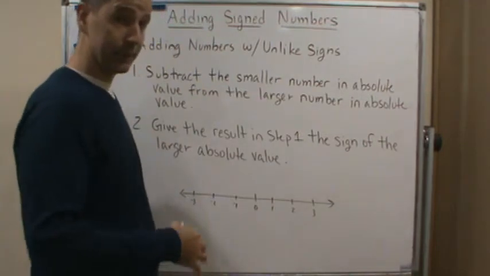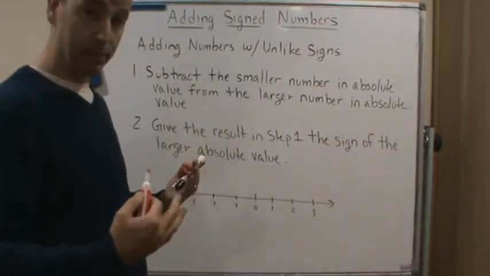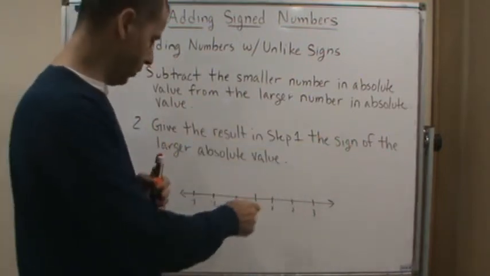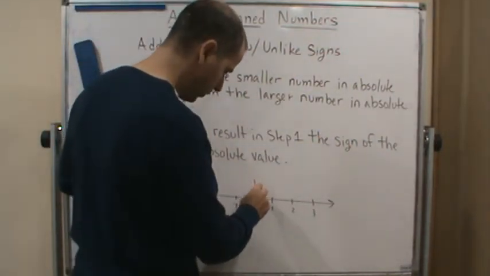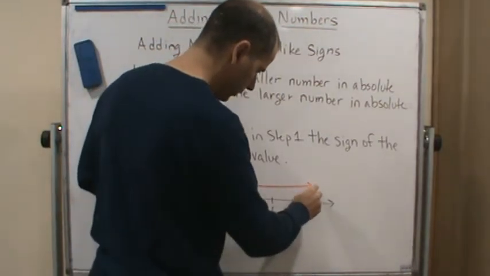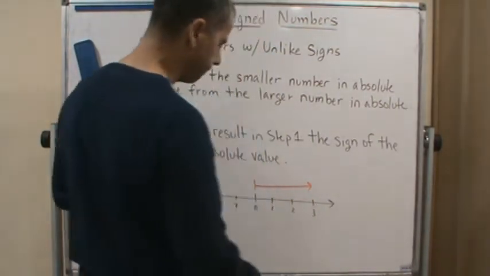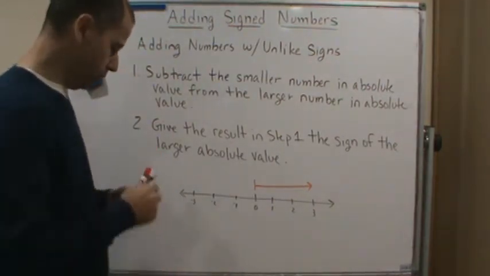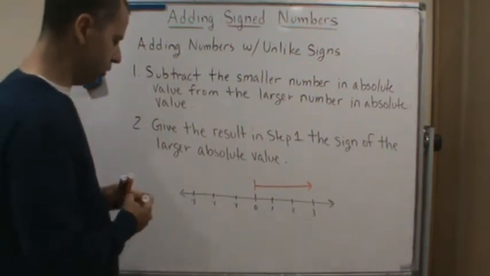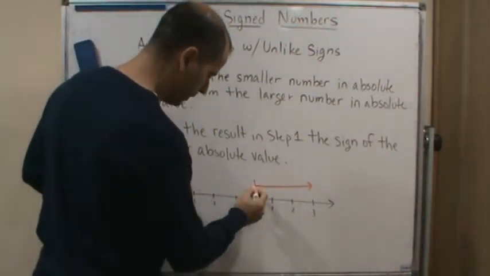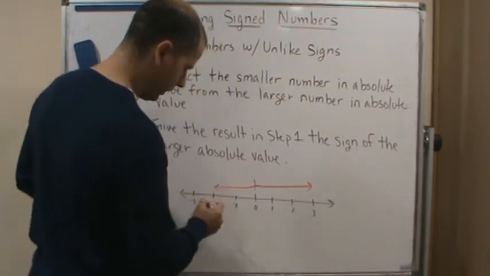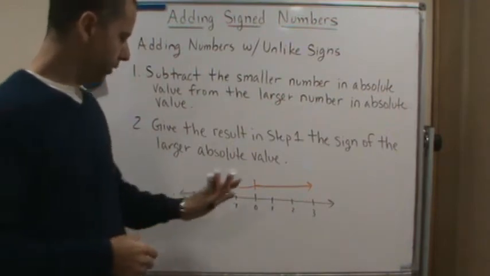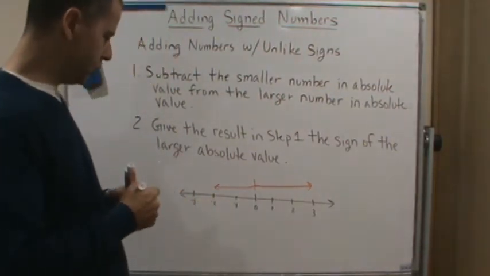So if I do 3 plus negative 2, let's start with 3. 3 is going to the right. If I draw my arrow, I'm starting at 3, but then I'm adding negative 2. Where's negative 2? My arrow goes from 0 to here. So how do I add 3 plus negative 2?